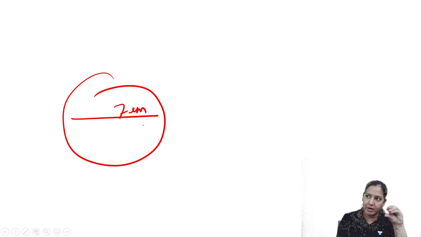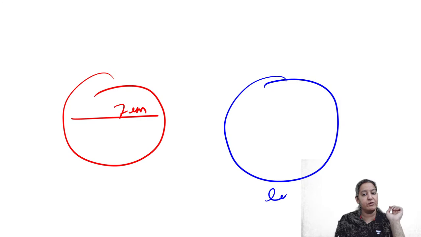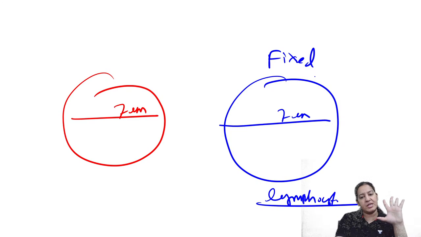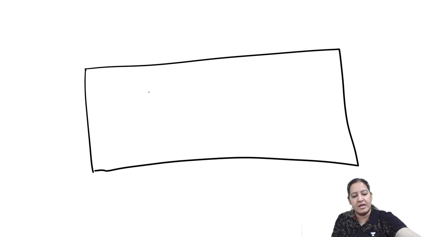But the size of a lymphocyte, a small lymphocyte, this is a lymphocyte, not RBC. It is a small lymphocyte. The size of a small lymphocyte is also 7 micrometer. It will never change. It is fixed. In any anemia, it is fixed. Whether microcytic, macrocytic, the size remains 7 micrometer. So basically, on a slide, I am giving you a slide to see whether the RBCs are microcytic, macrocytic, or normocytic. So you have to see the size of the RBC.